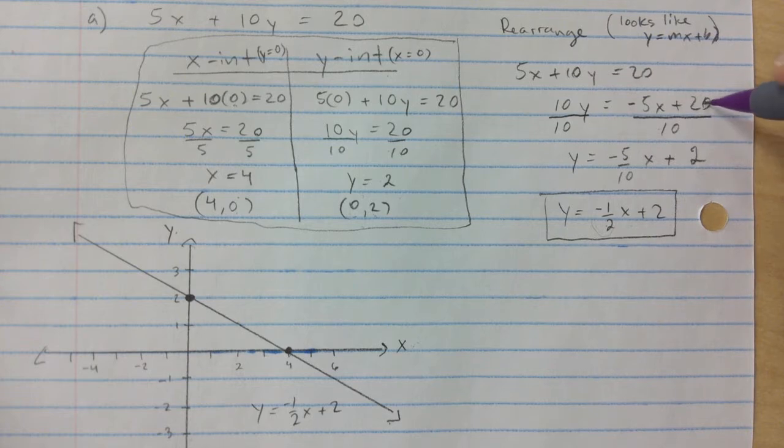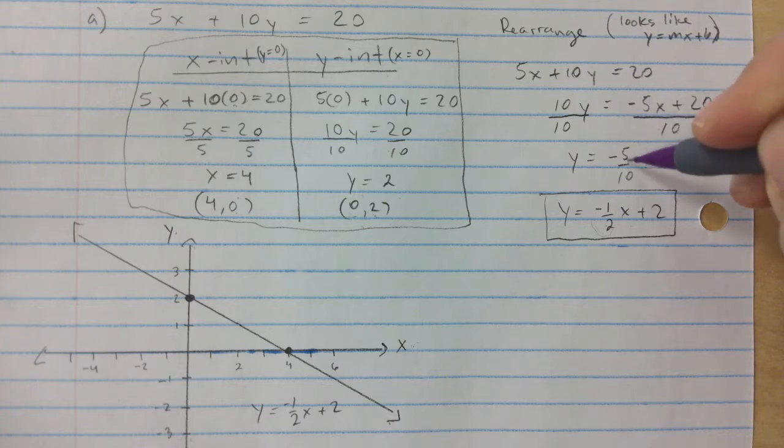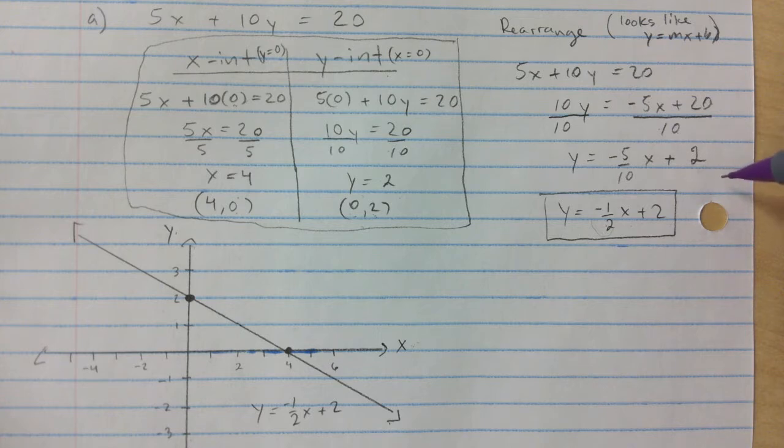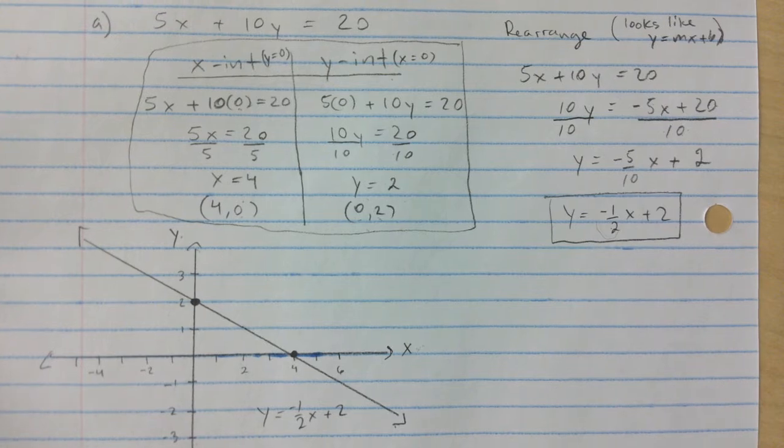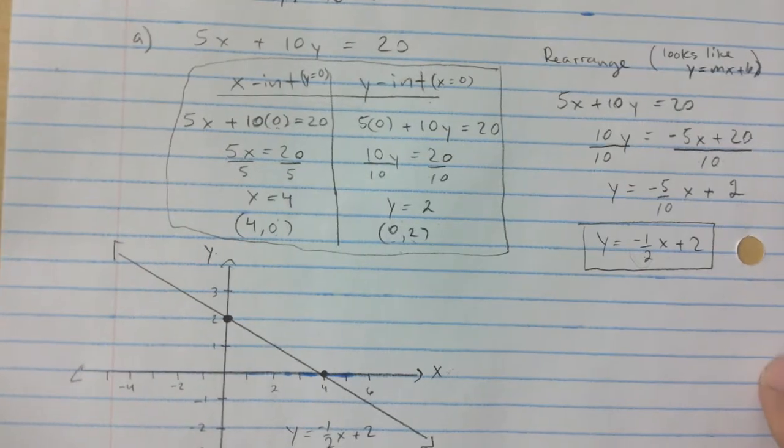Don't forget to divide the constant by this. I see that all too often. You put down -5/10 and then plus 20. Students forget to divide both of these terms by that number. So those are mistakes that happen quite often, and I like to highlight them so you remember how to do that.